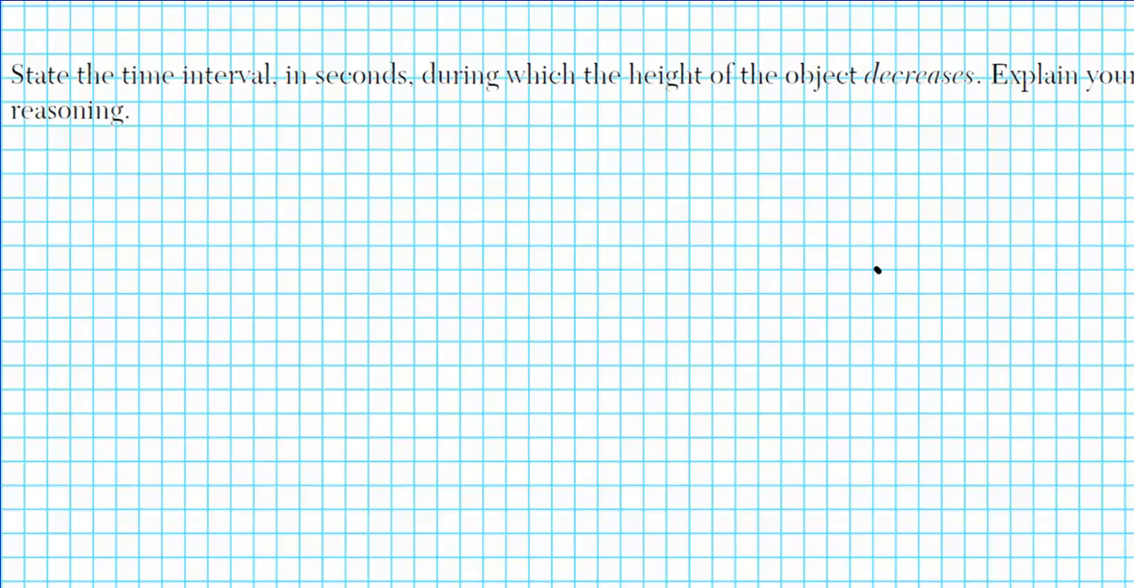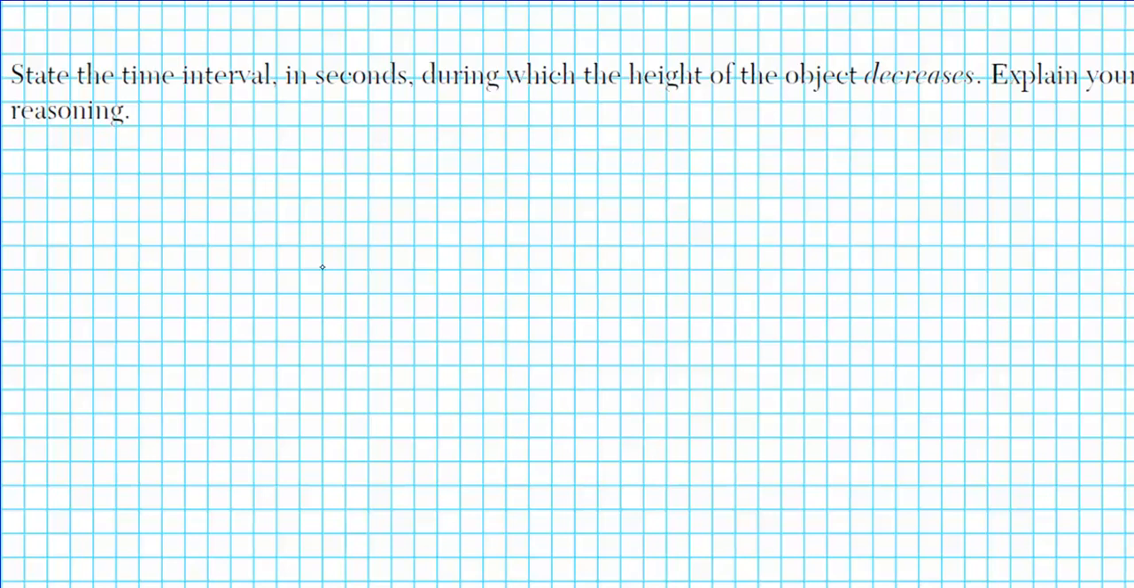Okay, let's take a look at the second part of question 33. It says, state the time interval in seconds during which the height of the object decreases. Explain your reasoning. Okay, so the height of the object decreases right from when it gets to its maximum height all the way to the time that it hits the ground.